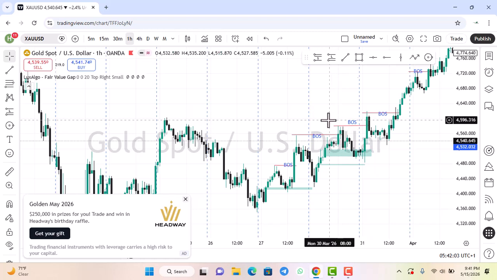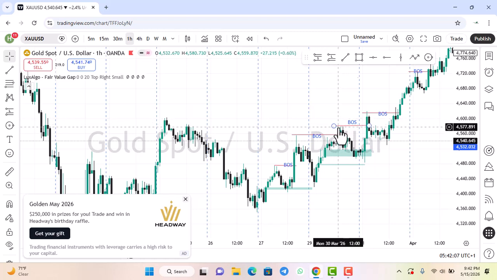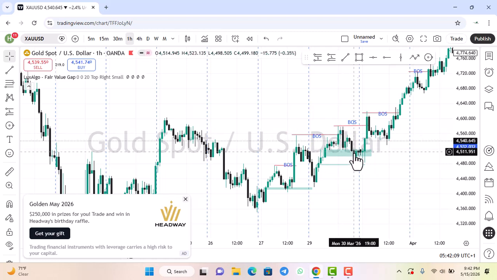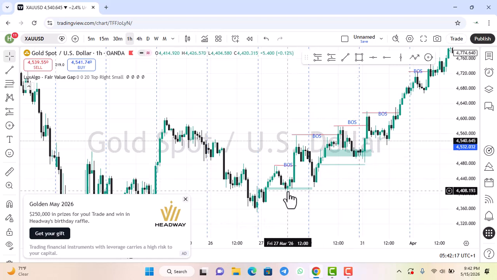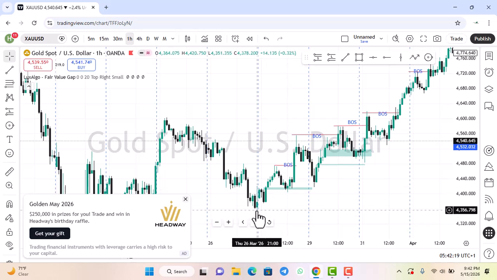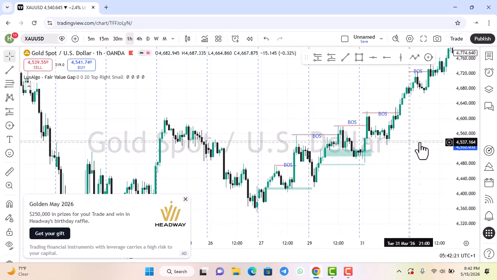And what do we expect next? After printing a new higher high, we expect market to print a new higher low, which is here. This is our higher low. This is our higher low.